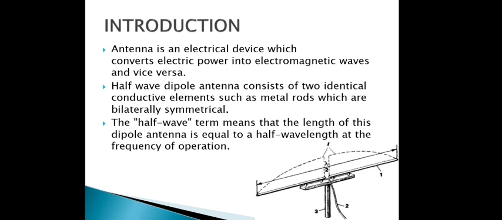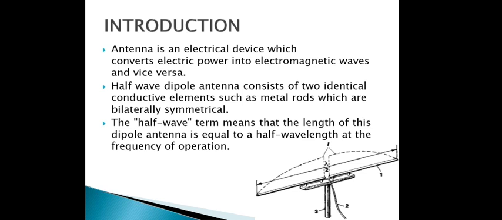The antenna is an electrical device which converts electrical power into electromagnetic waves and vice versa. What is an antenna? An antenna acts as a transducer. The electrical signal is converted to an electromagnetic signal by the antenna, and vice versa, the electromagnetic wave is converted again to the electrical signal at the receiving side. So this is an electrical device; a wire is a good example.